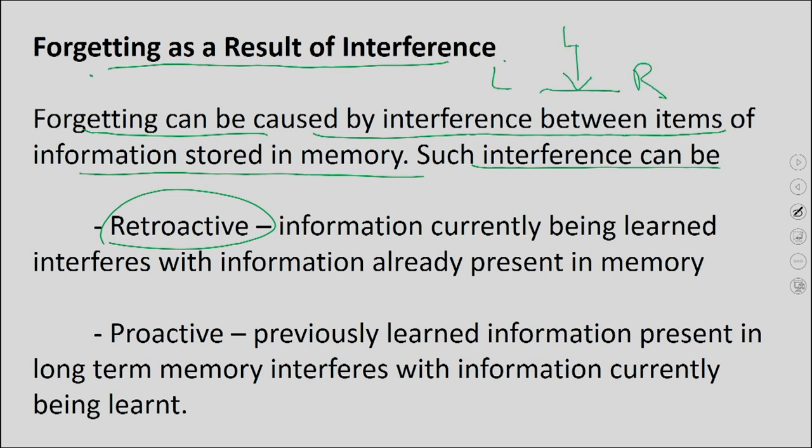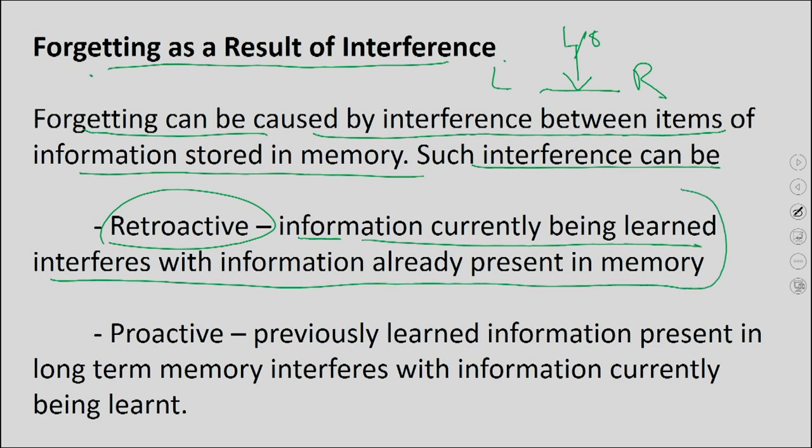When learning and retrieving information is affected by other kinds of information, that is interference. So, if some information blocks your remembrance of some other information, this is interference. So, what is retroactive interference? Information currently being learned interferes with information already present in memory, that is called retroactive. And what is proactive interference? Previously learned information present in long term memory interferes with information currently being learned, and that is proactive.